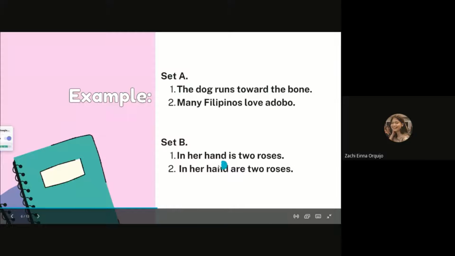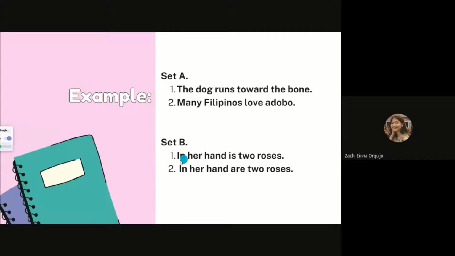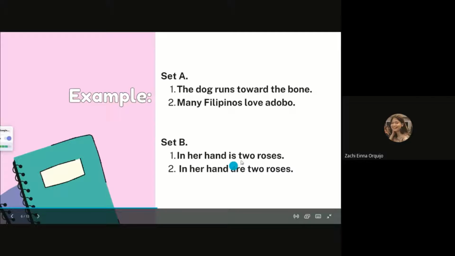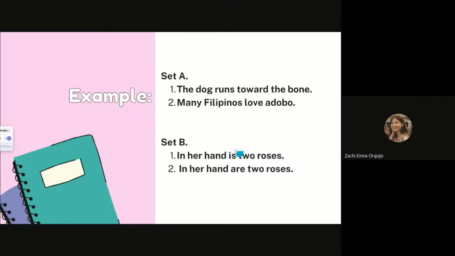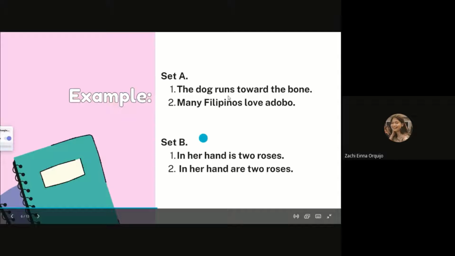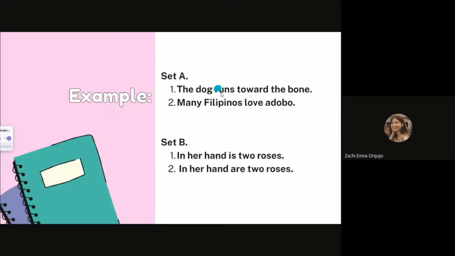Kung mapapansin po natin, nauna yung preposition na in her hand. So parehas yan, no? Sa unang sentence, pangalawang sentence, in her hand at in her hand. At after ng preposition na yan, or prepositional phrase, nauna naman si verb. So yung verb ay is, pati are, bago yung subject na two roses. So magkaiba sila sa set A pati sa set B. Kasi yung set A, nauuna yung subject bago yung verb. Pero sa set B, nauuna yung verb bago si subject.